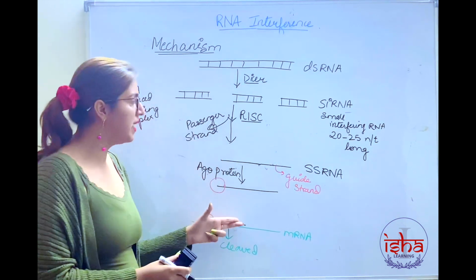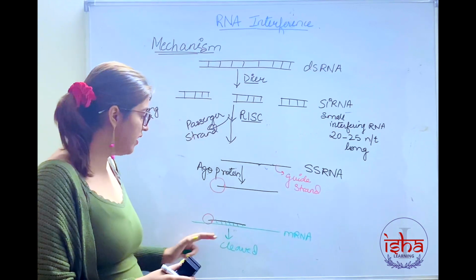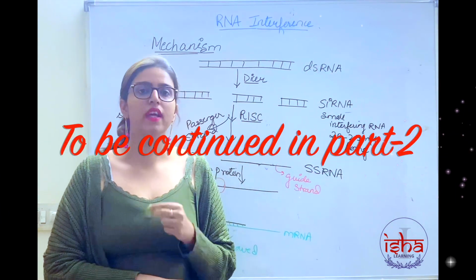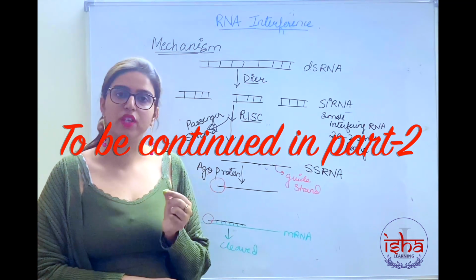So this was the mechanism of RNA interference and how this mRNA will be cleaved into smaller pieces. Now let's move on and look at how it is going to save my plant from the infection of the nematode.